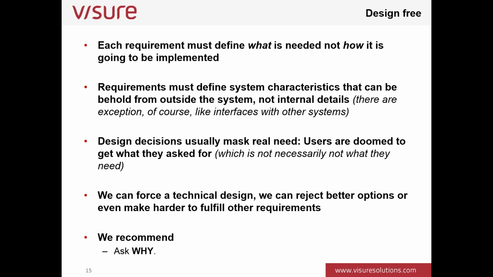The thing is that we can force a technical design, and we can reject better options or even make it harder to fulfill other requirements if we force a design that probably is not the best one. What we recommend here, as I was saying, is always asking why. If there is a design thing in the requirement, if they are entering the how, ask the user or the stakeholder that specified the requirement, why do you need this? And try to get to the real needs.